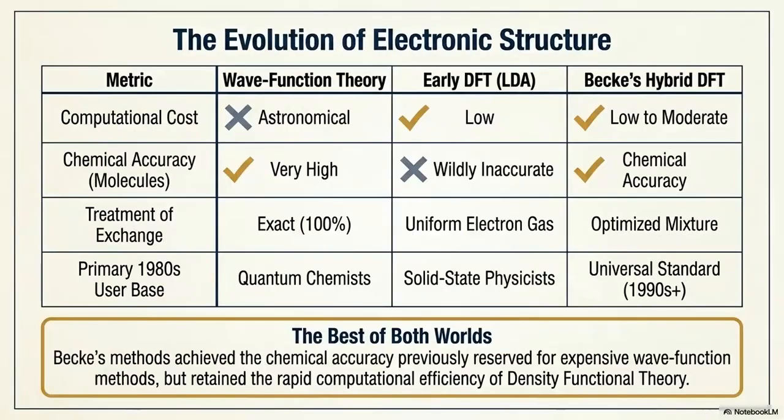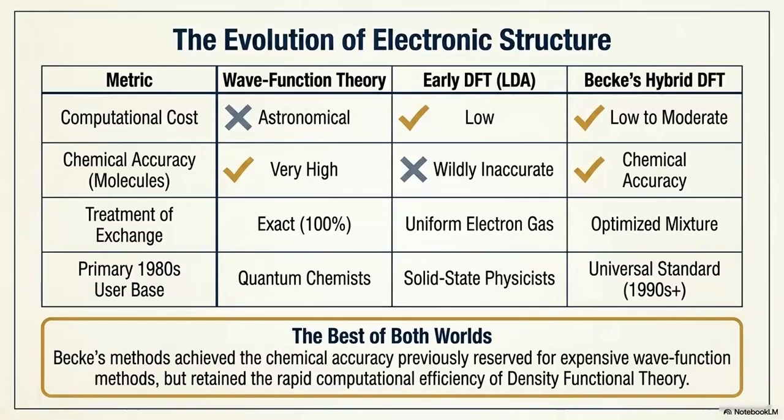Behold the resolution of a decades-long scientific trade-off. This comparative landscape, the evolution of electronic structure, illustrates how Becke's hybrid DFT harmonized two conflicting worlds. Before his intervention, researchers were forced to choose between the astronomical costs of accurate wave function methods or the rapid, yet wildly inaccurate, early DFT models.